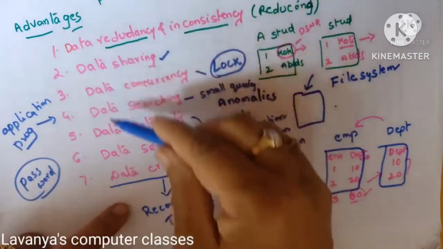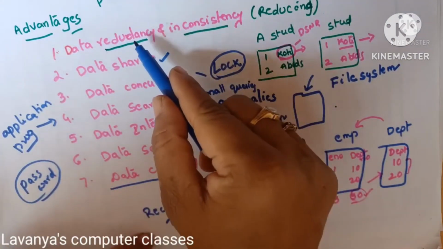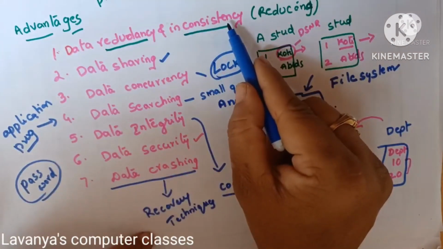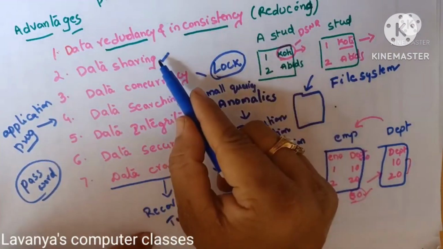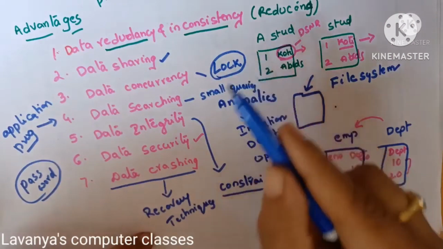So these are all the advantages of DBMS. Data redundancy is reduced. Because redundancy is reduced, automatically all the data is in consistent form. Data sharing is improved. Data concurrency, we have to maintain using locking systems.